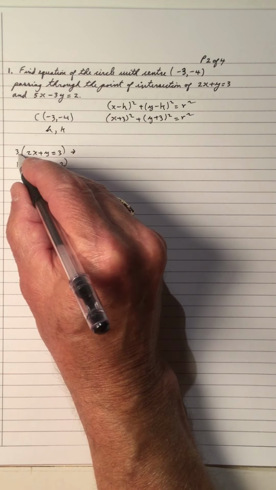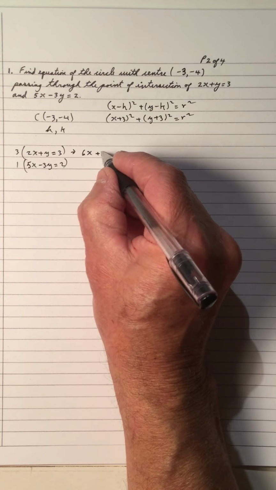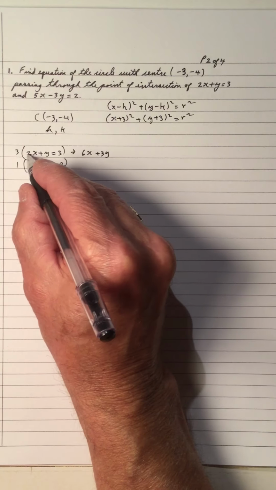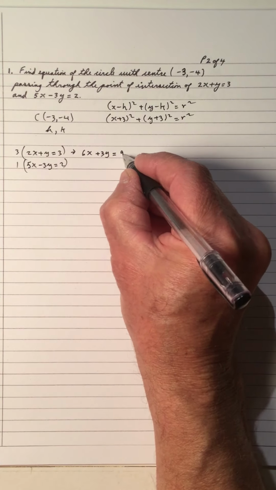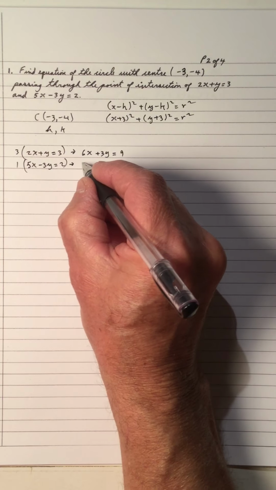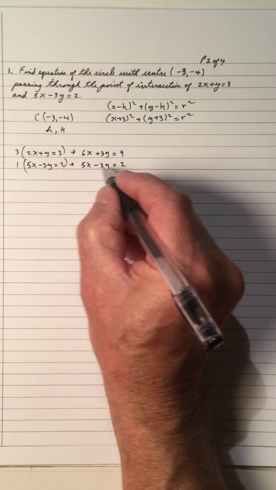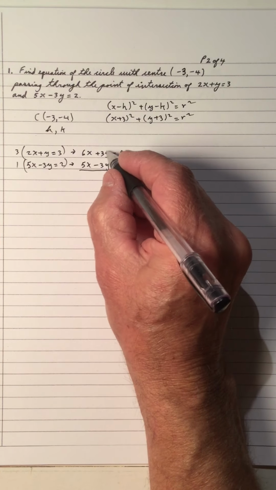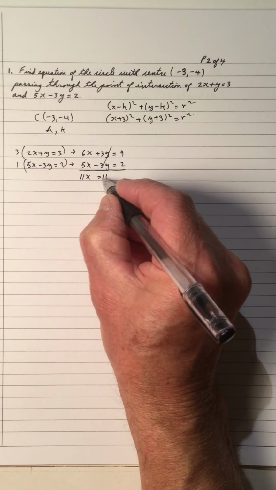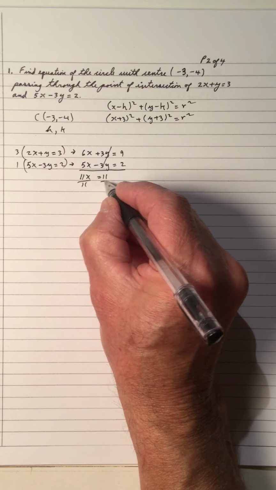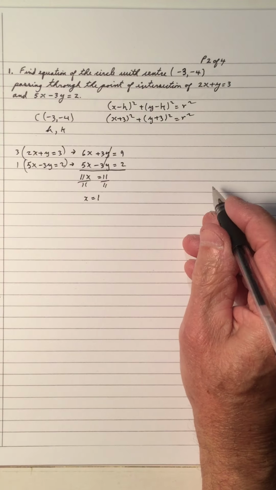So that gives me 3 times 2x is 6x, 3 times y is 3y, 3 times 3 is 9. Multiply by 1 won't change the equation. Draw a line, add up, and the y's cancel, so I get 11x equals 11. So I divide by 11 on each side, x equals 1.